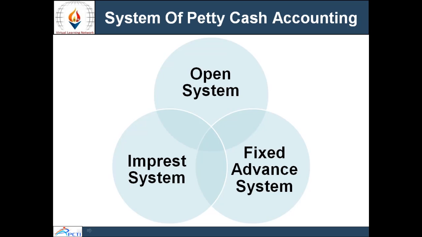This system is generally followed by most business concerns. Under this system, the total petty expenses for a particular period are estimated and that amount is advanced by the chief cashier to the petty cashier. This amount is called imprest cash.